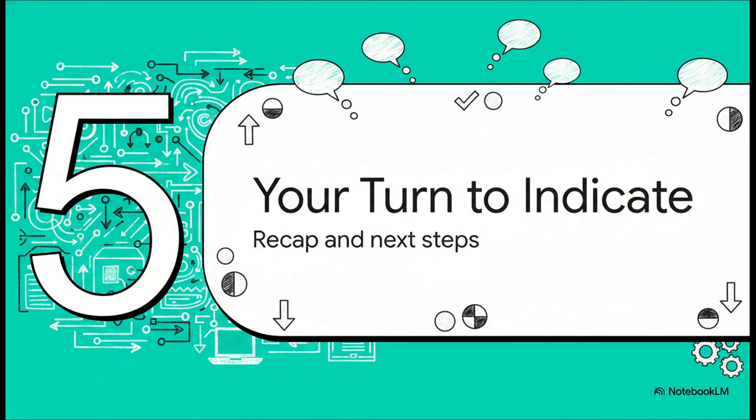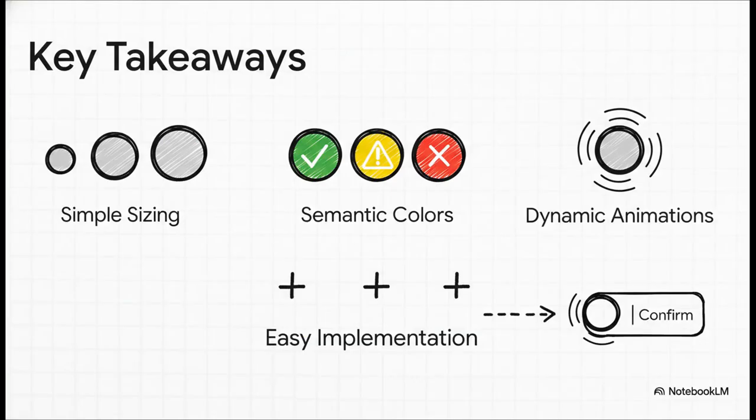So let's do a quick recap of the key points. What's the big takeaway here? You can get really clear, meaningful, and responsive UI feedback with almost no effort. You've got easy sizing with tokens, you've got colors that actually mean something, like success and error, and you've got those cool animations to grab attention when you need it. You can just mix and match these to create the perfect indicator for literally any situation.